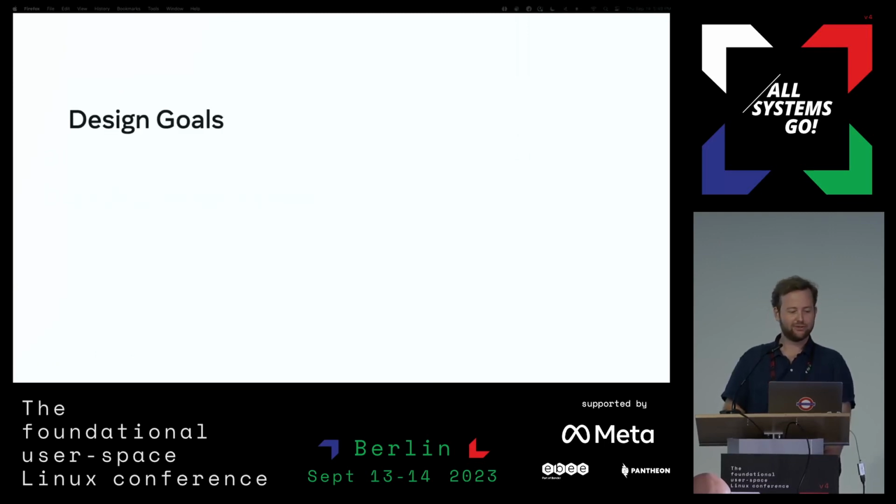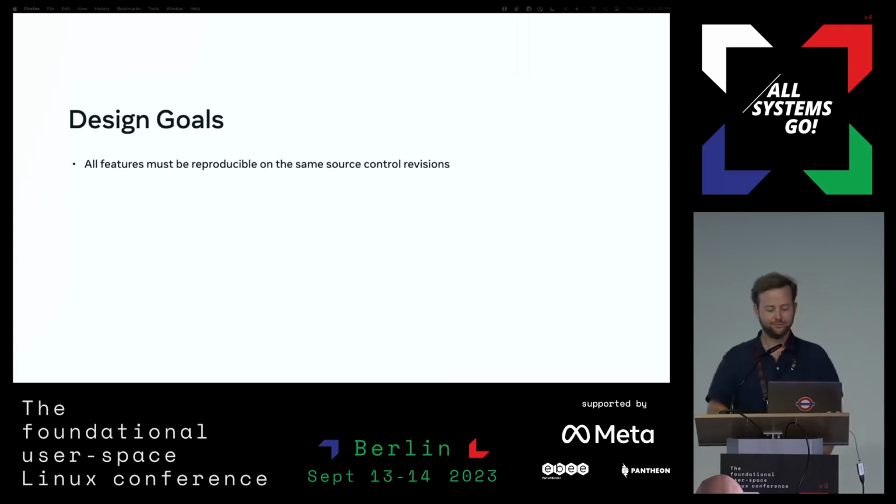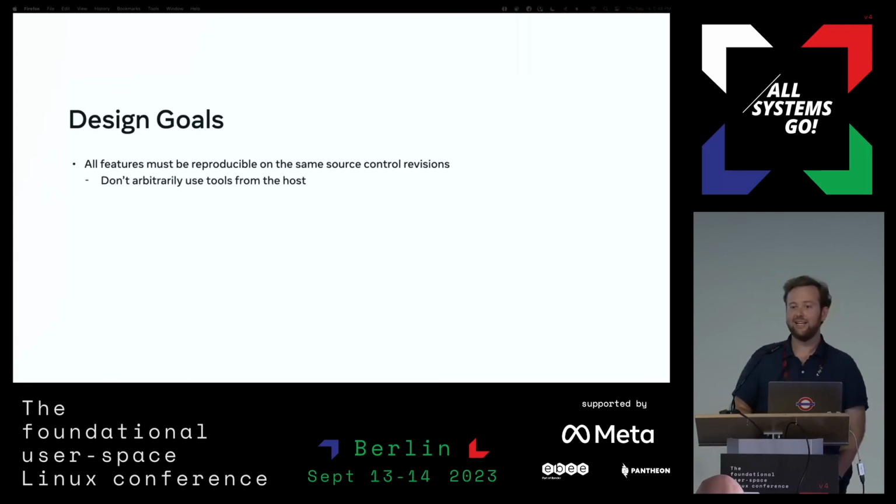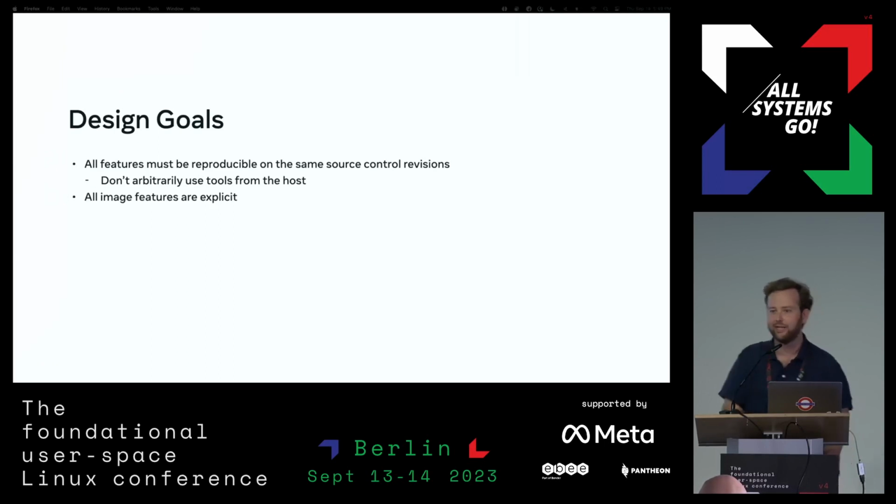So with all of those things that we want, we came up with a few design goals for the API that we would provide users and how it works. Like I said before, all these features should be reproducible if you check out the same source rev, which implies that we can't arbitrarily use tools from the host unless their version is pinned in the repo somehow. All the features that are going into an image must be explicitly defined by the user, kind of principle of least surprise. If you didn't ask for it, you shouldn't get it.